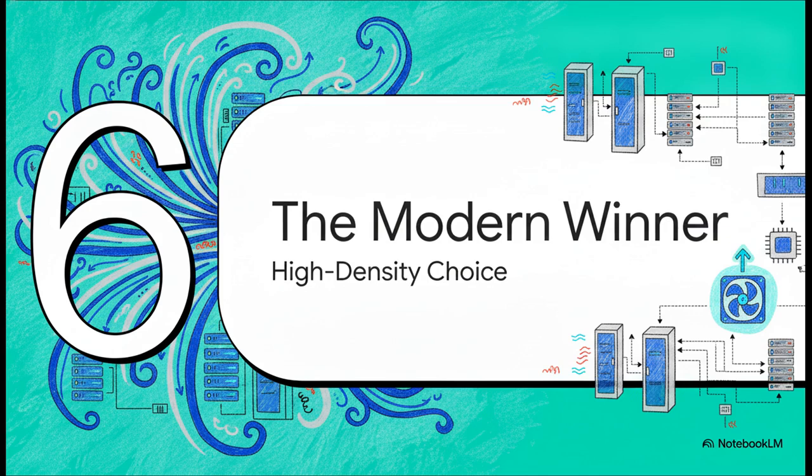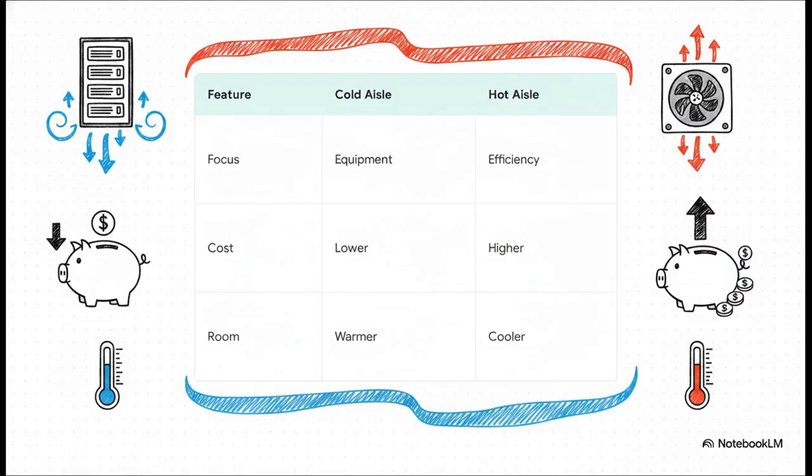Section 6, the modern high-density winner. With all those pros and cons on the table, let's see which strategy modern engineering actually prefers. Let's compare them side by side. Primary focus: protecting equipment versus improving cooling efficiency. Upfront cost: lower versus higher. Ambient room: warmer versus cooler. High-density use: lower efficiency versus superior performance.